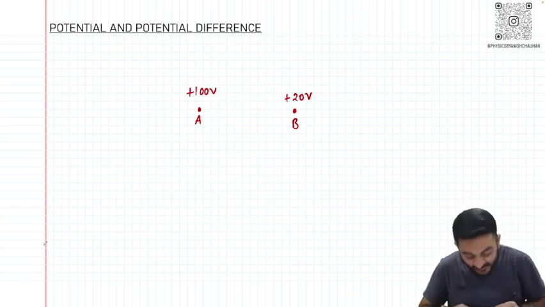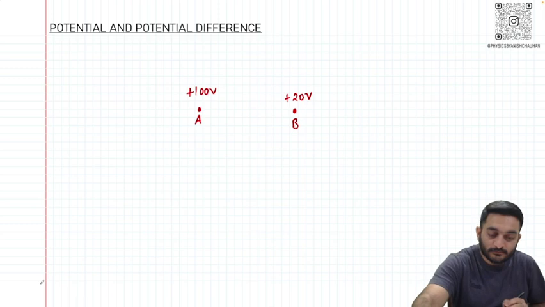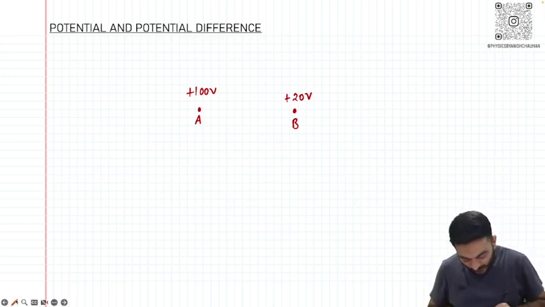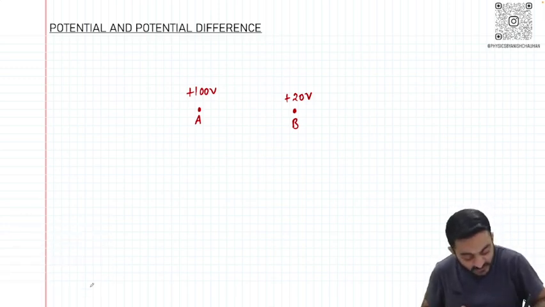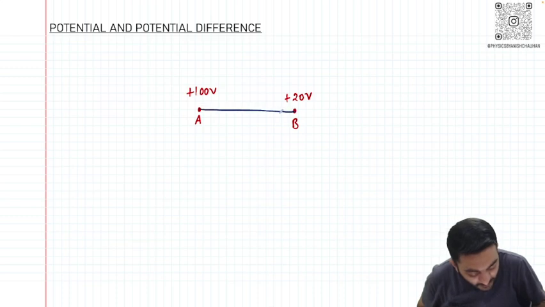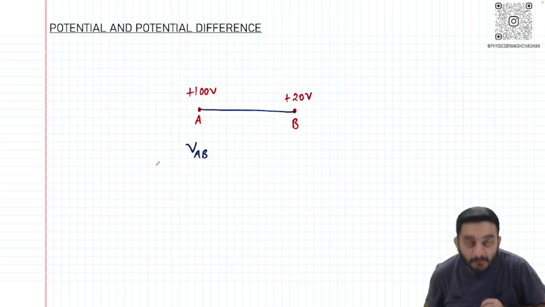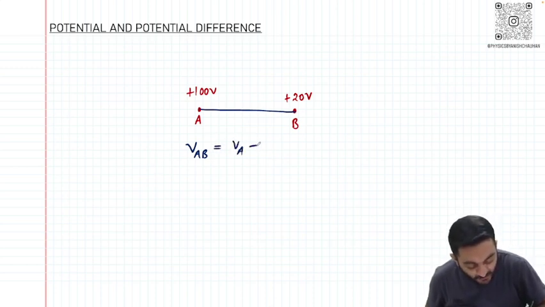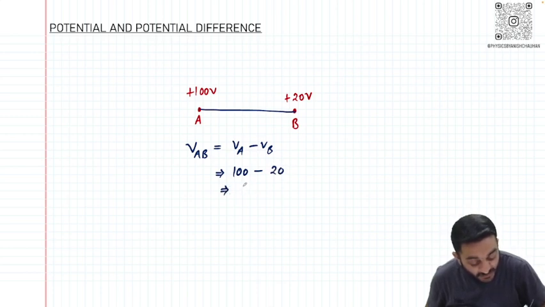Now if I connect these 2 points and someone asks what is the potential difference between A and B, I will simply do VA minus VB. Definitely in that case you have 100, and the potential at point B is 20. The potential difference between the 2 points is 80 volt.